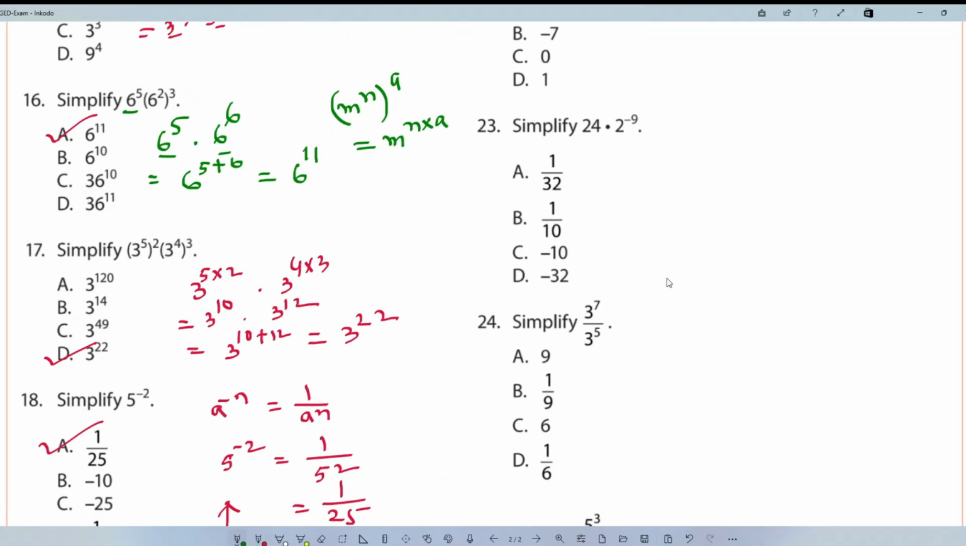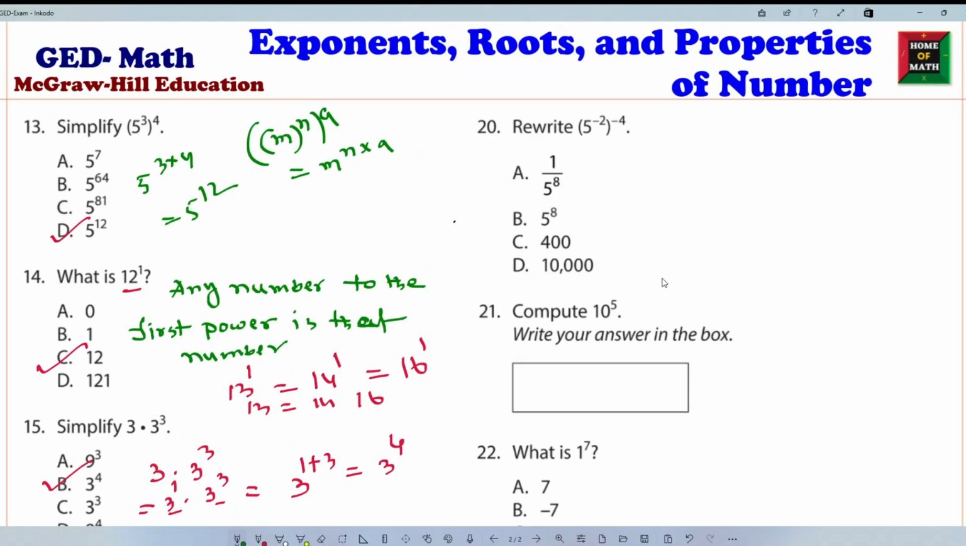Okay, now number 20, rewrite 5 to the power minus 2 to the power minus 4. So this one we can write what? 5 to the power minus 2 into minus 4. It means 5 to the power, minus and minus become plus, 2 times 4 means 8. So our answer is 5 to the power 8.